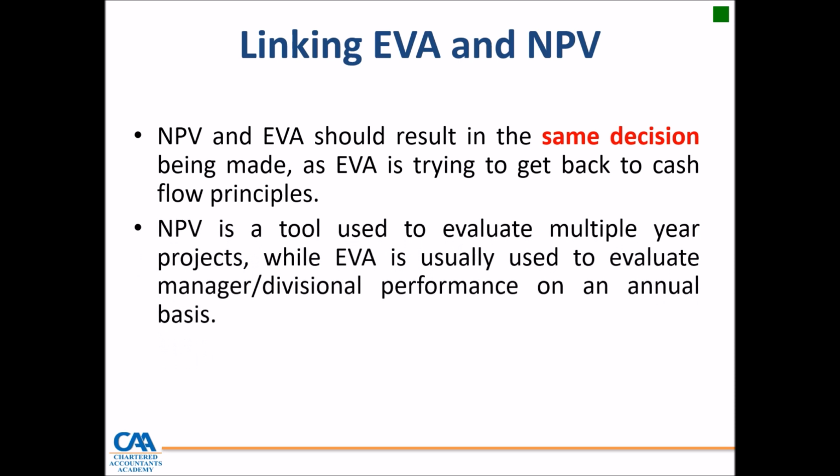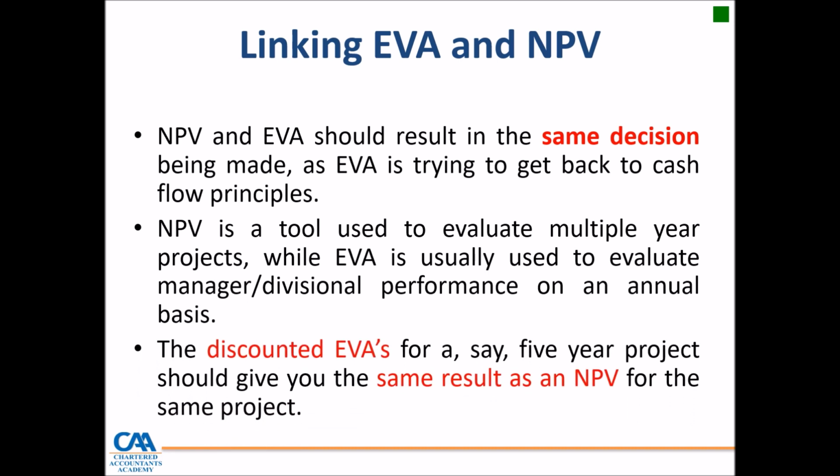NPV is a tool used to evaluate multiple year projects, while EVA is usually used to evaluate a manager or divisional performance on an annual basis. So the discounted EVAs for say a 5-year project should give you the same result as an NPV for the same project. As I highlighted earlier, sometimes if an annual EVA is viewed in isolation, it might result in an incorrect decision being made. To avoid this, we need to evaluate our managers over the long term or include non-financial measures when we are evaluating the managers.